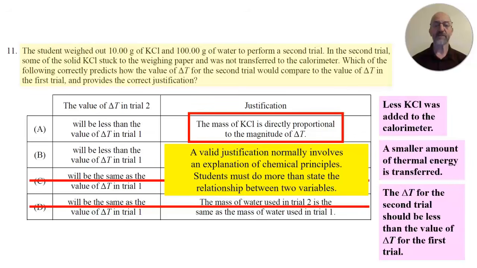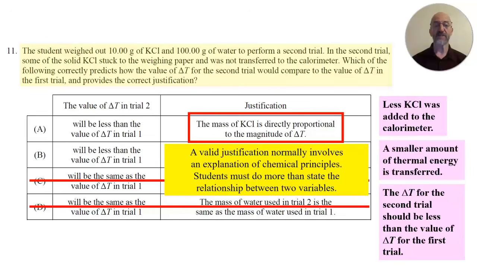So on the AP Chemistry exam, students must do more than simply state the relationship between two variables. They should make that connection between what's happening at the reaction or the dissolution or at the particle level with what is observed in the laboratory in terms of at the macroscopic level.